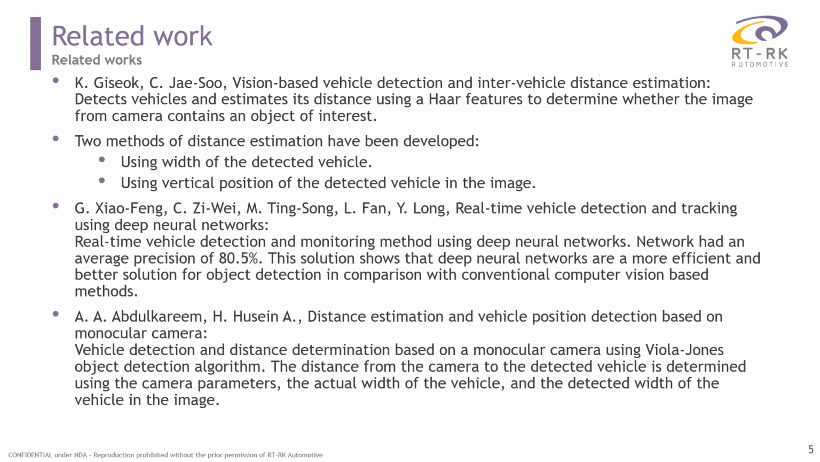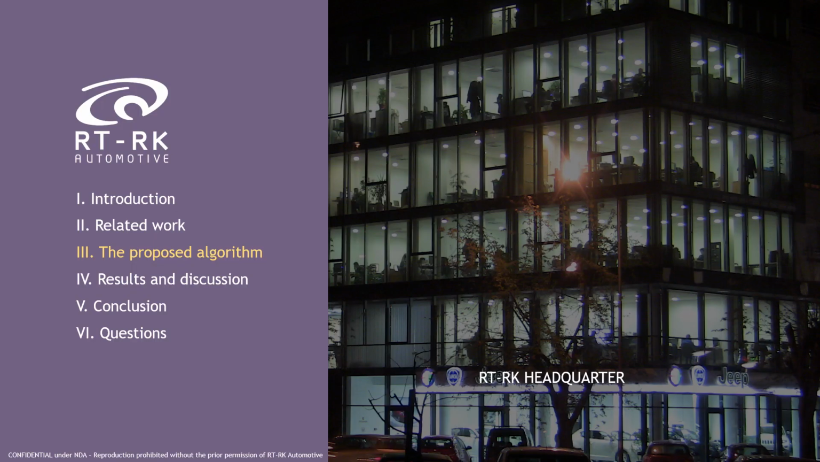This algorithm is based on the Viola-Jones object detection algorithm. The Viola-Jones algorithm is a machine learning algorithm for object detection using HAAR features. In the next topic, I will talk about the proposed algorithm.